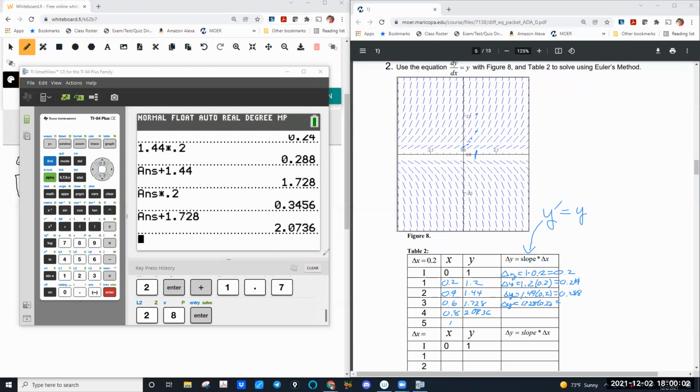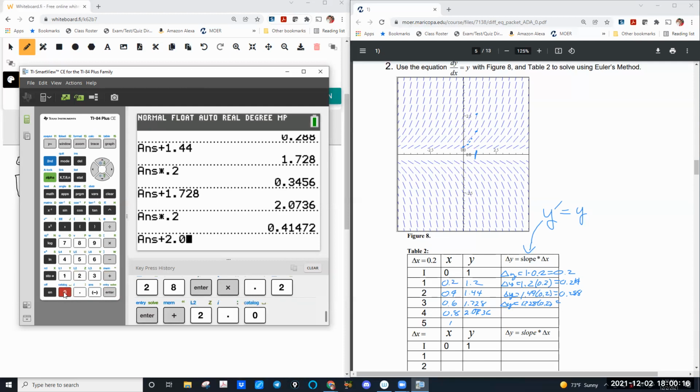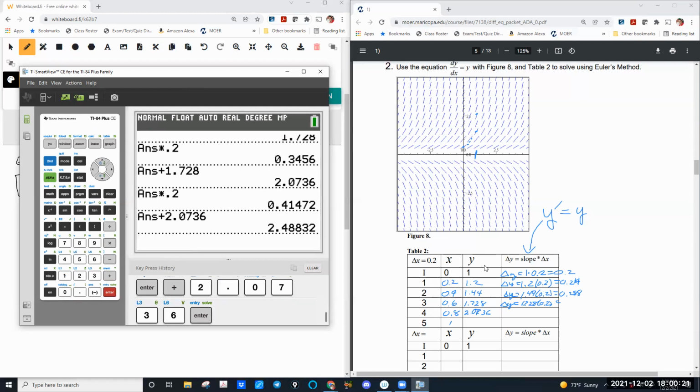And I'm not going to write out the next one. I'm basically doing the same thing. That's the nice thing about Euler's method. Once you have it down, it's easy because literally you're just doing the same thing over and over. Slope times 0.2. Add that to our old one, 2.0736. And our estimate of y of 1 comes out to be about 2.48832.